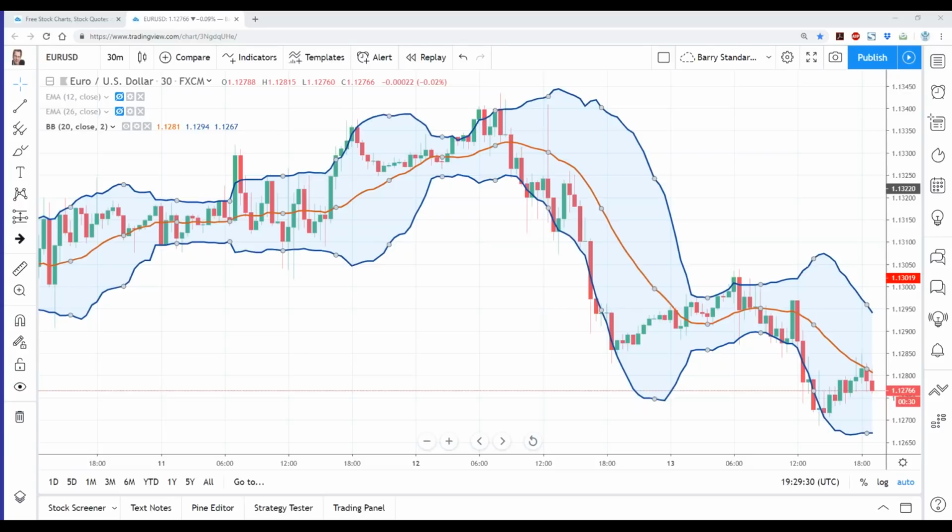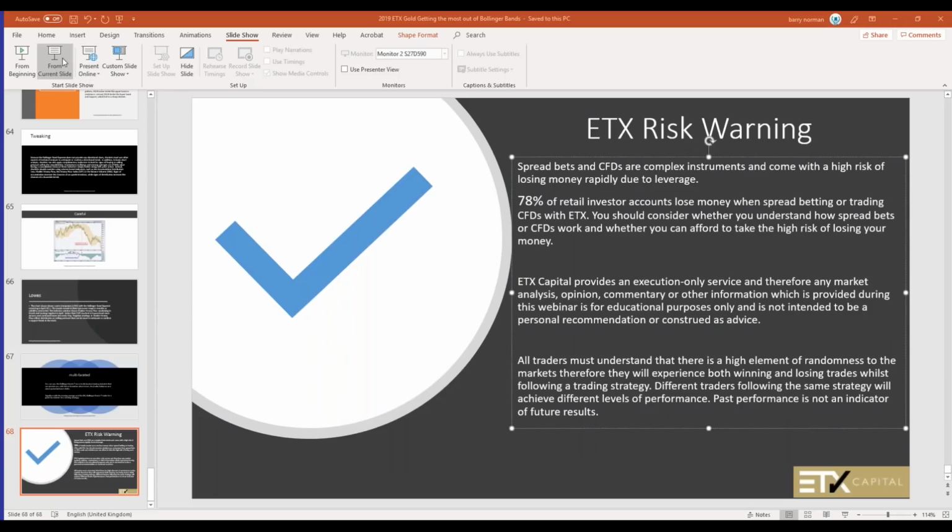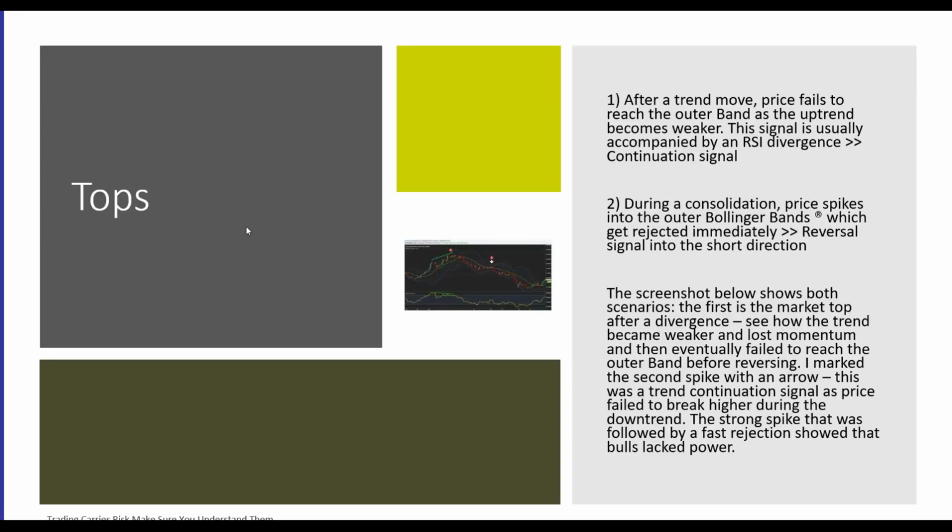So that is another way that we can use the bands. Now, during a consolidation period, price spikes into the outer band, which gets ejected immediately, or a reversal signal in a short direction.